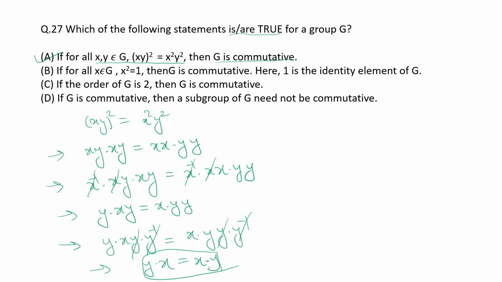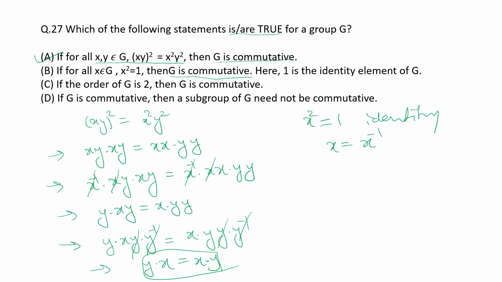Now looking at option B, it is saying that x belongs to group G such that x squared equal to 1. 1 means it is an identity element. If x squared is 1, which means identity, then x will be inverse of itself. We can say that x equal to x inverse. So we need to prove if G is commutative or not.